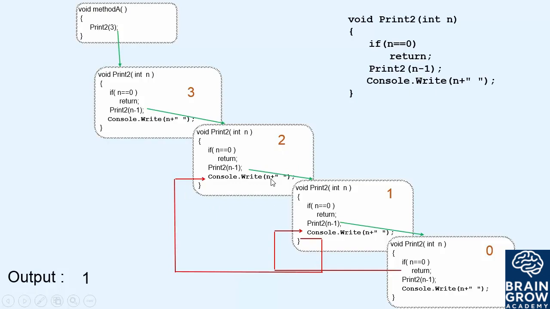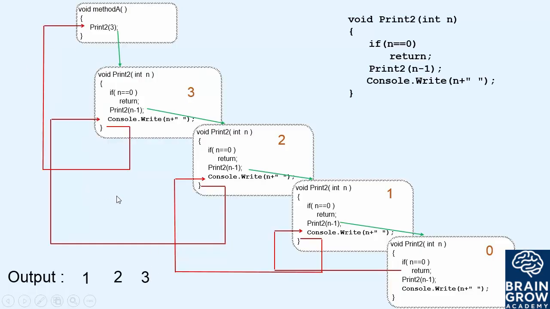In this call, value of n is 2. So 2 is printed. Next, we return here. In this call, value of n is 3. So 3 is printed. And finally, we return here. So we can see that this method, print2, prints the numbers from 1 to n.